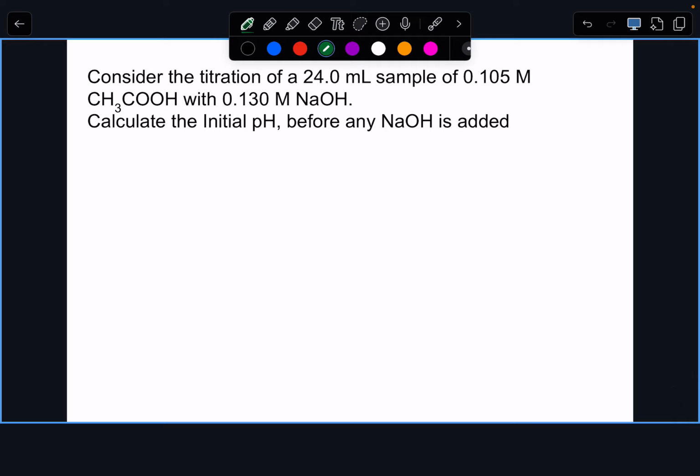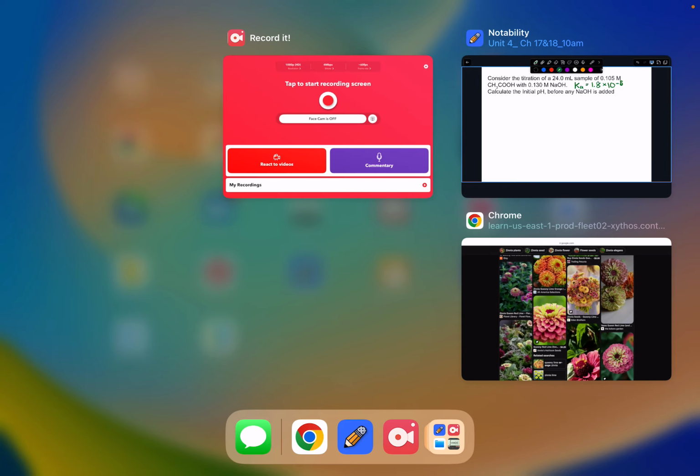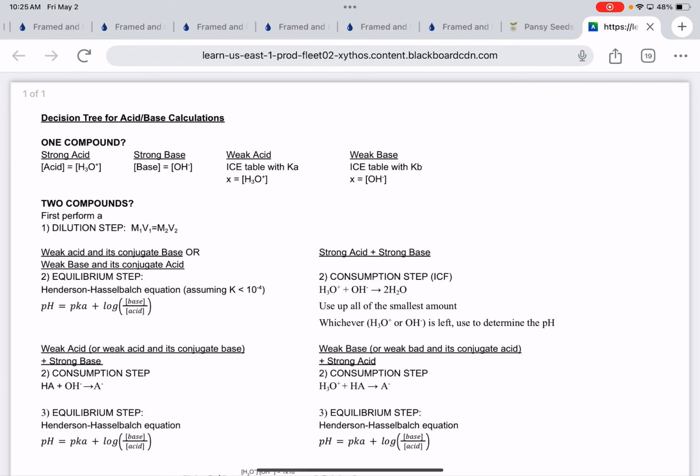Okay, so these are the numbers we're going to start with for all of these. It's acetic acid. I should have given you the Ka. And it says calculate before any NaOH is added. Okay, so this is not two compounds to start. This slide is just one compound, just the acetic acid. That's it. So when I look at my sheet, one compound, it's a weak acid. So I need to just do an ice table with the Ka.